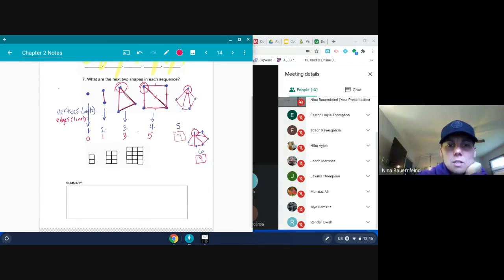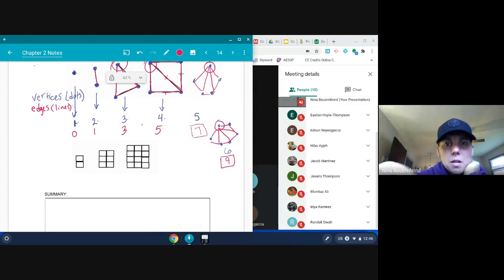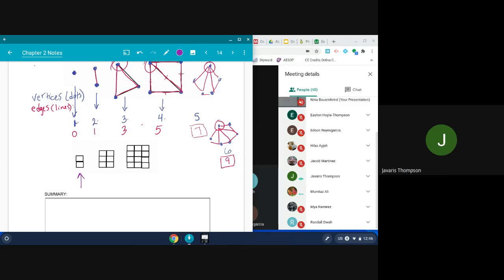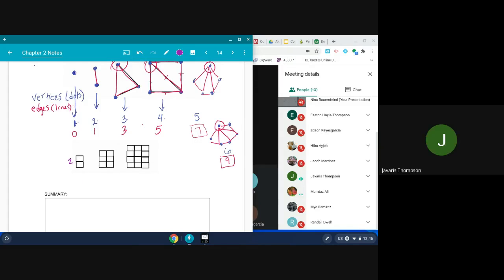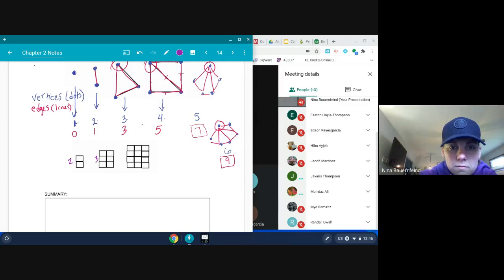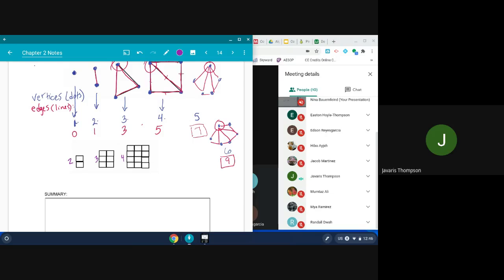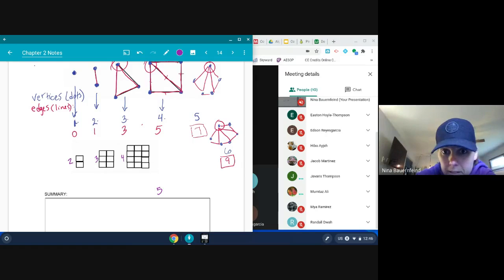So this last one, let's count the height, how tall it is. So how tall is this first picture? How many boxes tall? 2. How about the next one? 3. And then? 4. So if we have to draw 2 more, what are the next 2 heights going to be? 5 and 6. Yep, 5 and 6. Good, you got it.